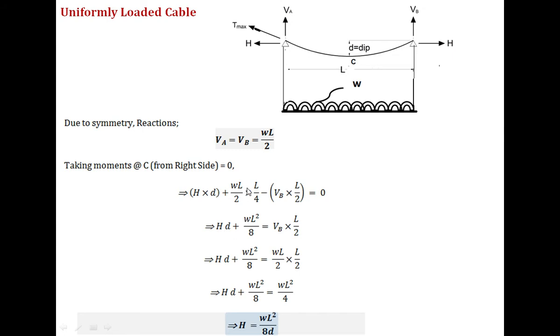H into D plus WL square by 8 is equal to VB into L by 2. VB is WL by 2, if we substitute that and solve for H, we get a simple equation which has to be remembered for solving problems: WL square by 8D. W is the UDL, L is the span, squared, and divided by 8D. That is the horizontal thrust here. So VA, VB equal to WL by 2 and H equal to WL square by 8D, these are the two important formulas to be remembered.